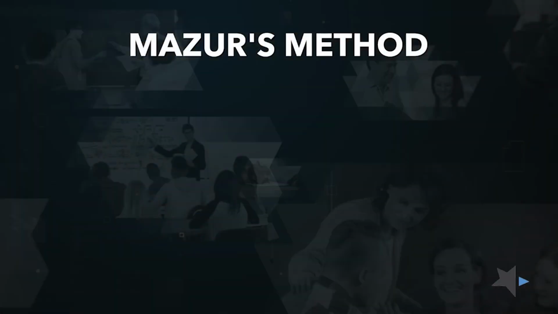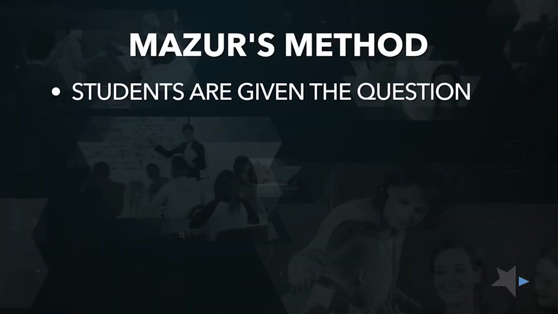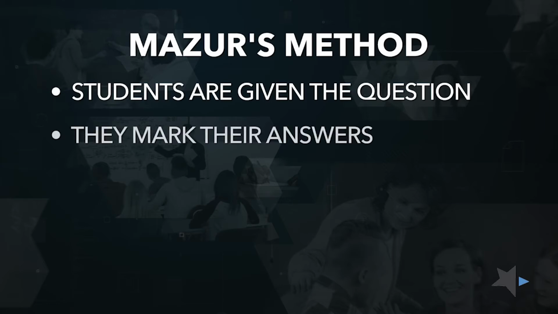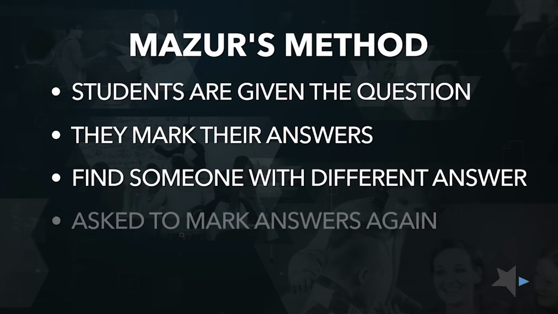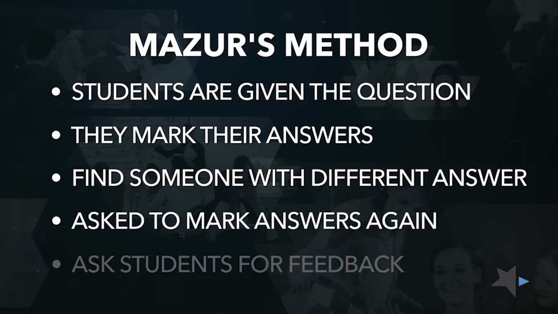And then they are faced with several possible answers. Now, one of them is right, and the others are wrong, three or four wrong answers. So it works this way. Students come to class, they get the conceptually rich question. He asks them to mark their answer. He then asks them to find somebody else in the classroom who has a different answer than they do. He then asks them to mark their answers again. He then gets feedback from them.